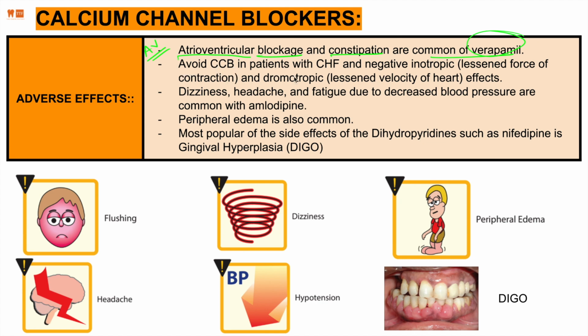Avoid calcium channel blockers in patients with congestive heart failure and patients with negative inotropic effects, which is less force of contraction. So avoid it because they already have less calcium effect. Why cause even more less effects, right? And negative dromotropic and chronotropic effects, which is less velocity and less rate of the heart. So when there is less blood flow through the heart, when there is less heartbeat formation, why create even less? Therefore, we need to avoid calcium channel blockers in congestive heart failure.